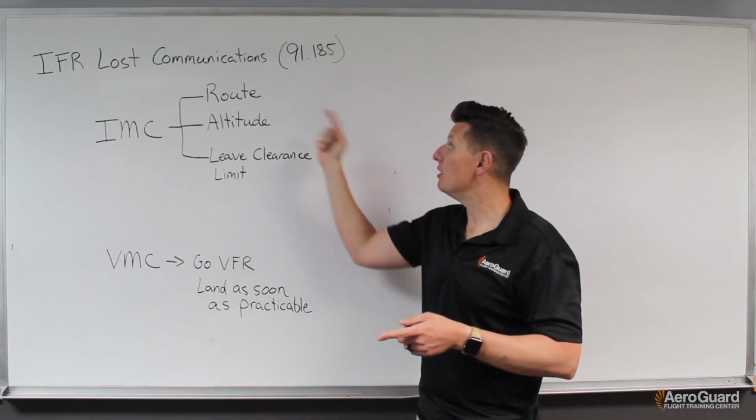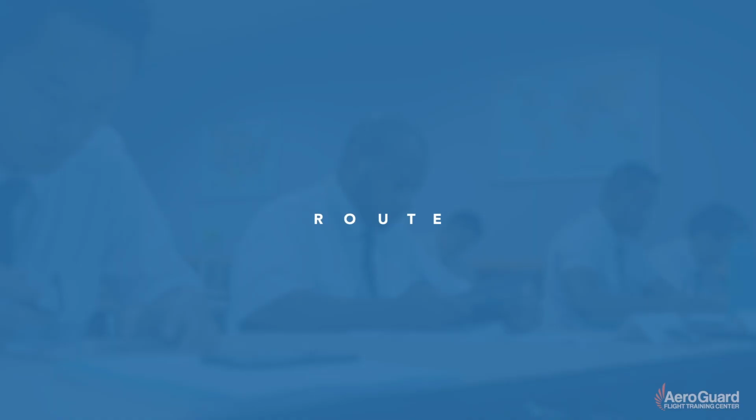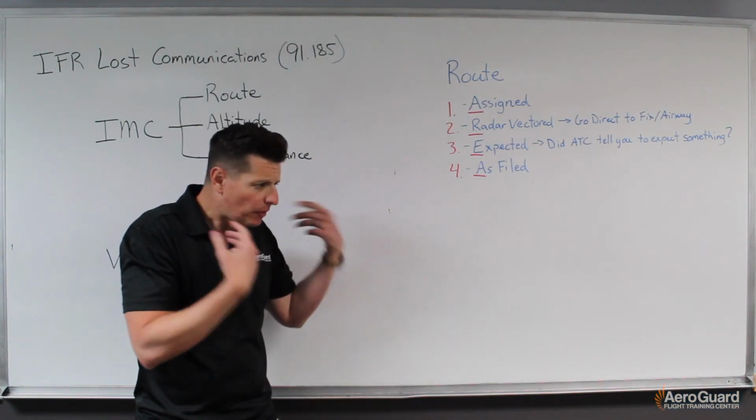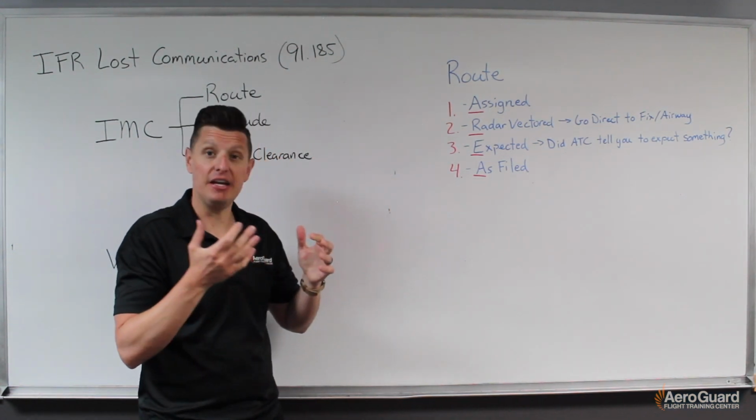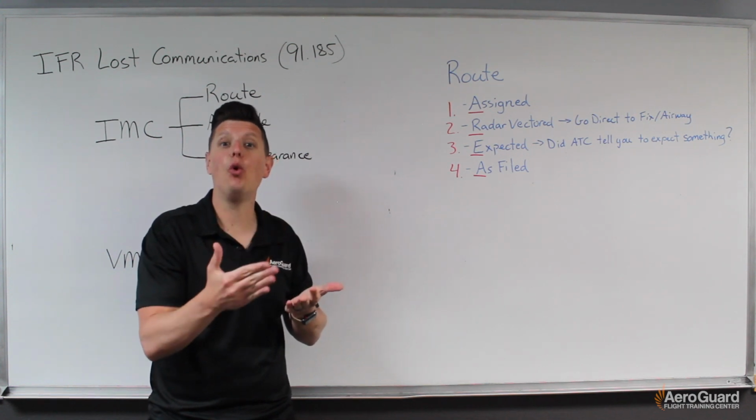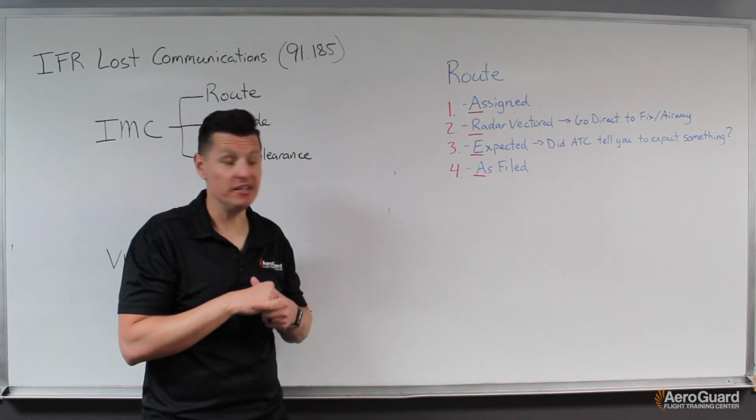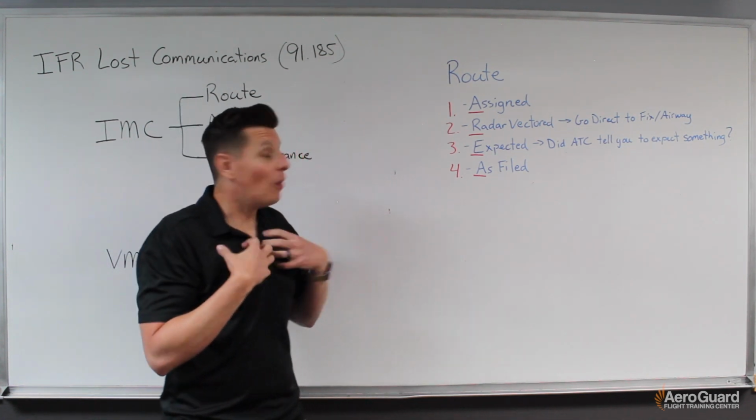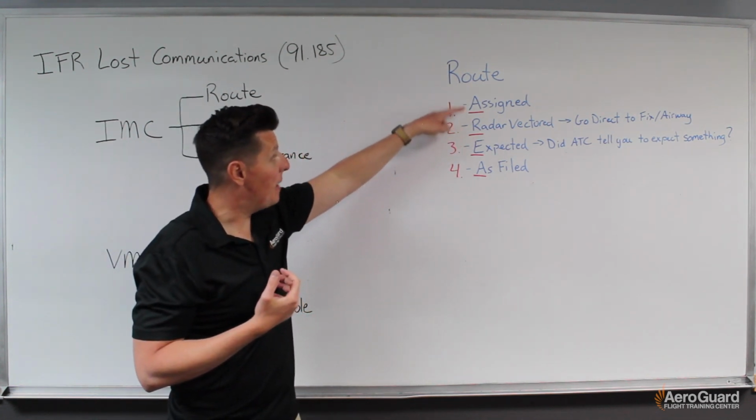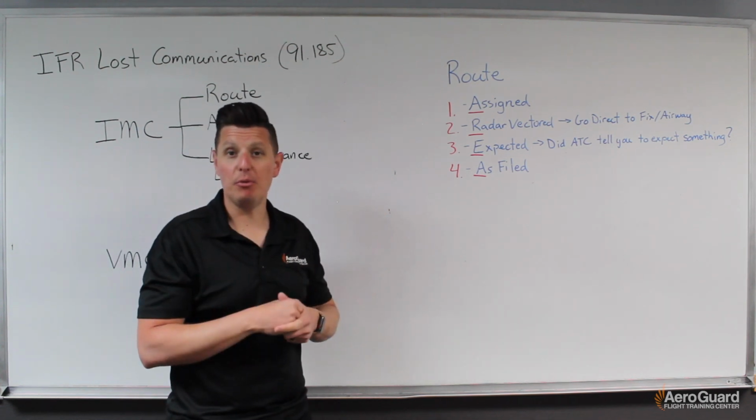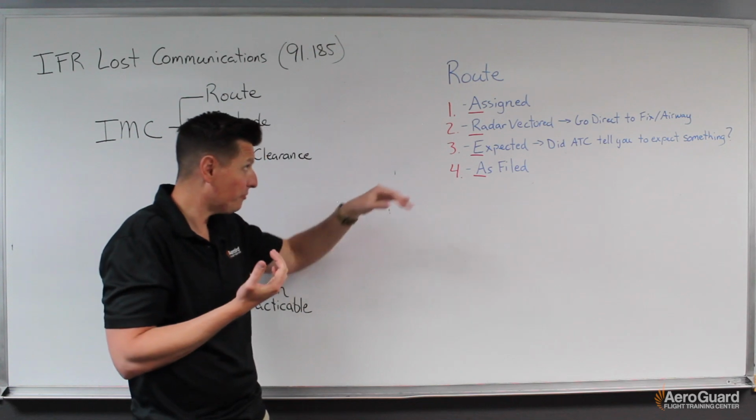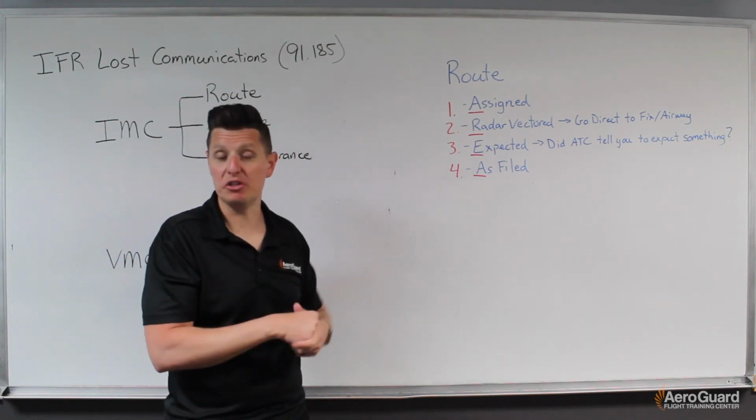First, let's talk a little bit about route. The rule is kind of specific. It's going to go in a very exact order. It's not choose one of these; it's instead going to follow a particular order. I typically follow the acronym AREA. There are others that people have come up with for sure, but AREA is the one I typically use to help me remember this sequence or order.